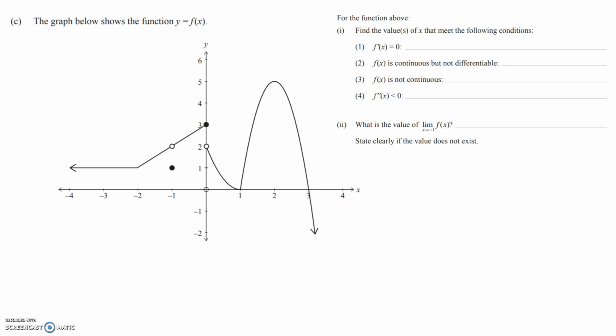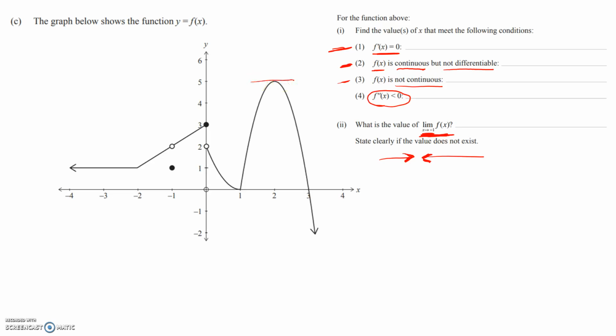So we've got 5 questions here. This one's about the gradient. Where is the gradient 0? This one's about where is the function continuous but not differentiable. Number 3 is where is the function not continuous. And number 4 is about concavity, the change in the gradient. The last question is asking about what a limit is. So find the value of the limit of the function as x is going to negative 1. We're going to look at where the function's going from both sides, and see if it's going to the same place. All right, so starting back with number 1, where is the gradient equal to 0?